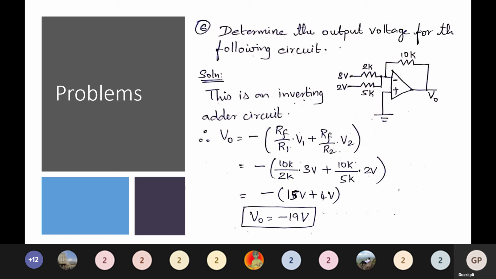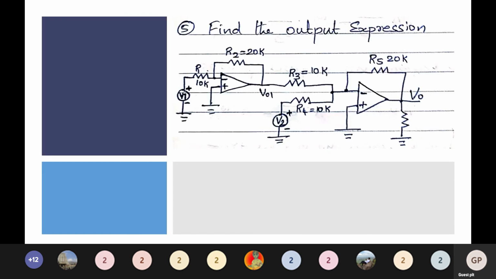Yes. Are you people getting it as minus 19 volts? Yeah, hope everyone has got minus 19 volts. It is anyway shown here. Okay. Hope there is no doubt since it is a direct problem. We move to the next problem.